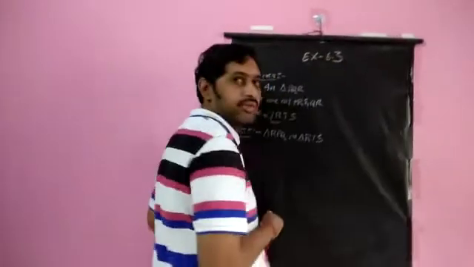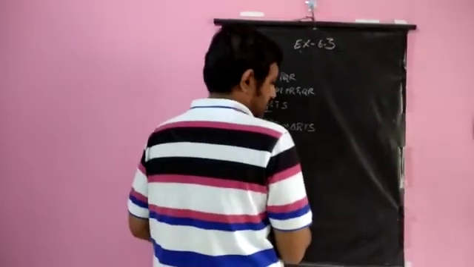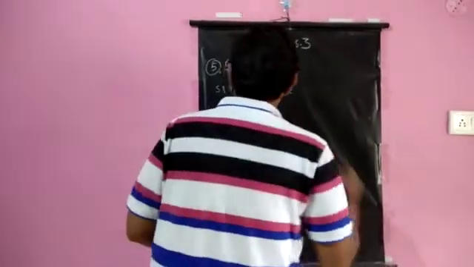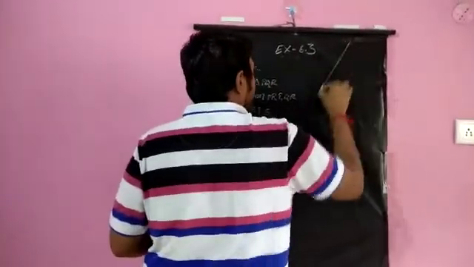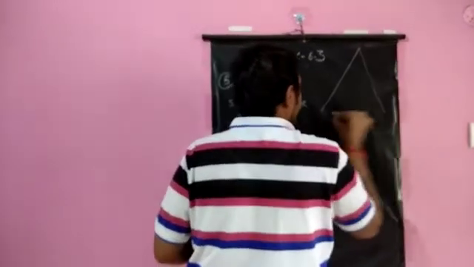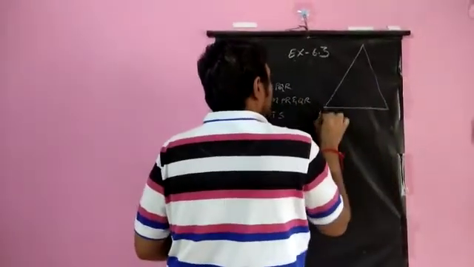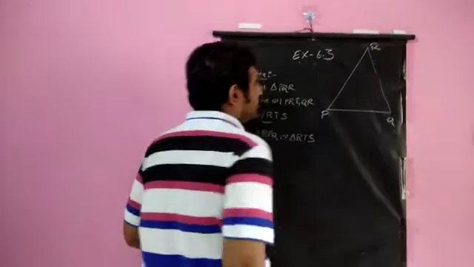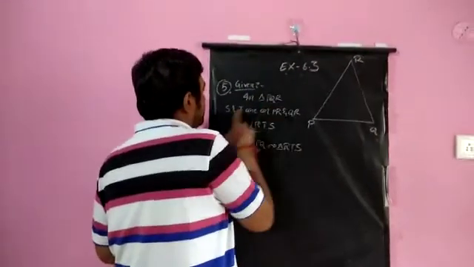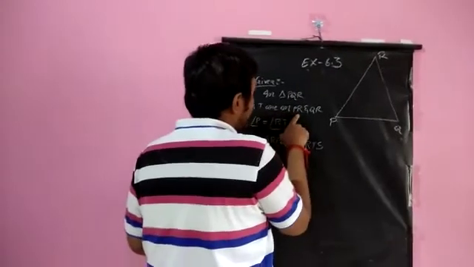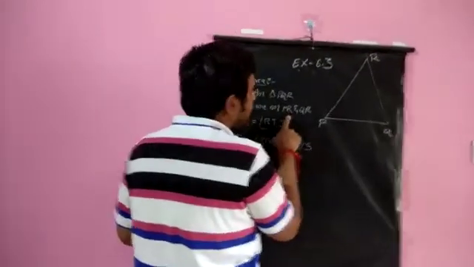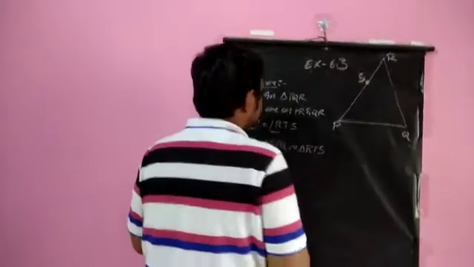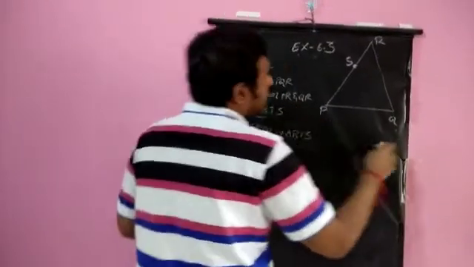As the figure is not given for this question, we need to draw it. If the figure is not given and you draw the correct figure, you will get marks for that also. Let me draw a triangle here first. I'll take it this way, triangle PQR. S and T are the points on PR. So S is a point on the side PR, and T is a point on the side QR.